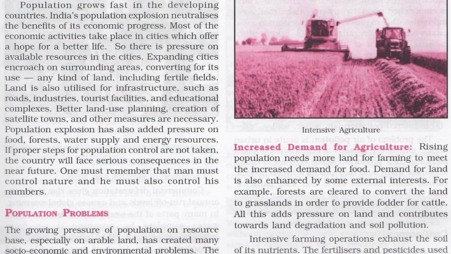Expanding cities encroach on surrounding areas and convert for their use any kind of land, including fertile fields. Land is also utilized for infrastructure such as roads, industries, tourist facilities, etc. If proper measures and guidelines are given for population control, then the country will not face serious consequences in the future. One must remember that man must control nature and he must also control his numbers.